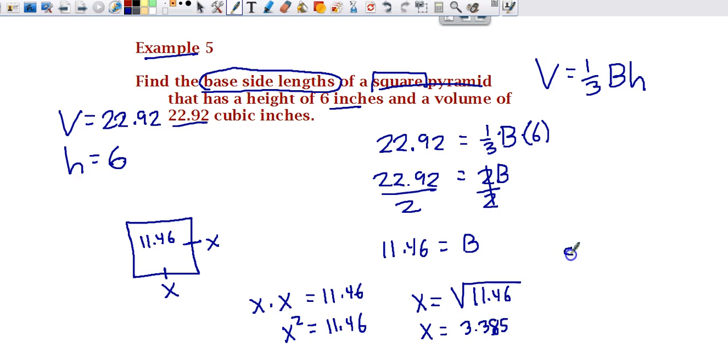So one side is going to equal 3.385, or 3.39 if you want to go 2 spots out. And the units are going to be inches. Remember, side is a linear length, so it's just inches.